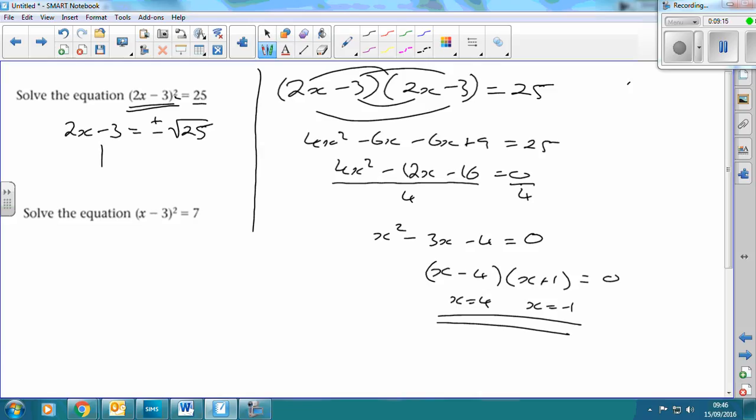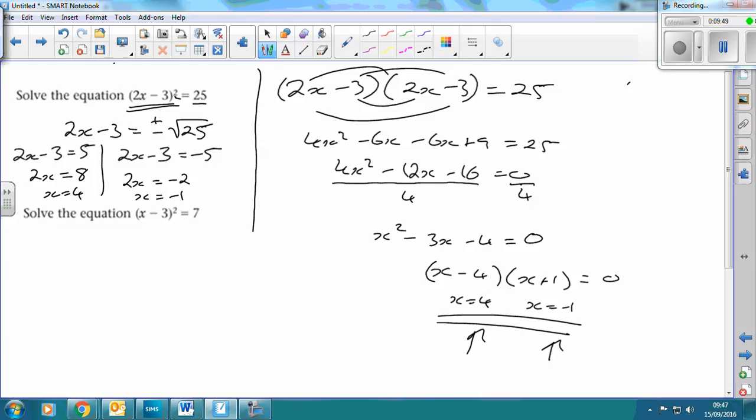Then I'd split it into 2, so I'd have 2x minus 3 equals the square root of 25, which is 5, or 2x minus 3 equals minus 5. What I'm then going to do is add 3 to both sides, so I've got 2x equals 8, x equals 4, which is this solution. And 2x equals minus 2, x equals minus 1, and that's this solution here. So, in essence, it doesn't matter which method you use, as long as you arrive at the correct answers. But the reason that I wanted to go through this second method is because we've got this next question.